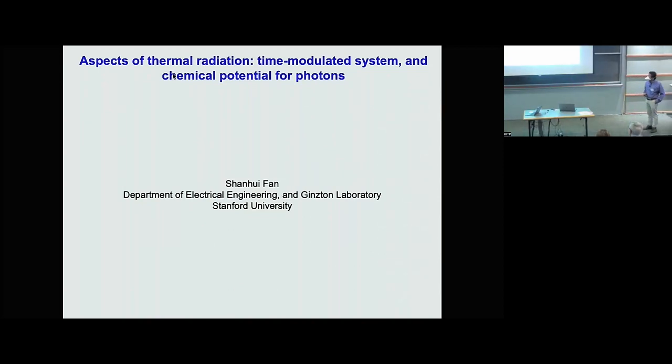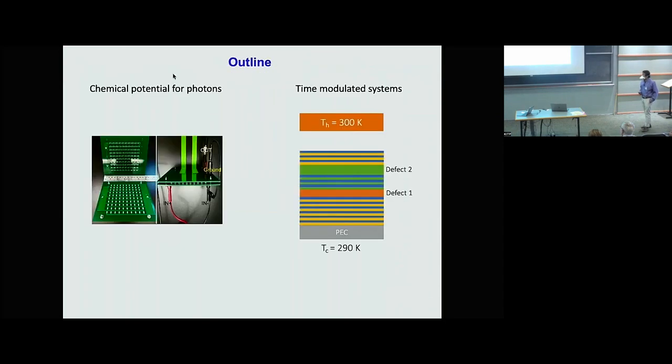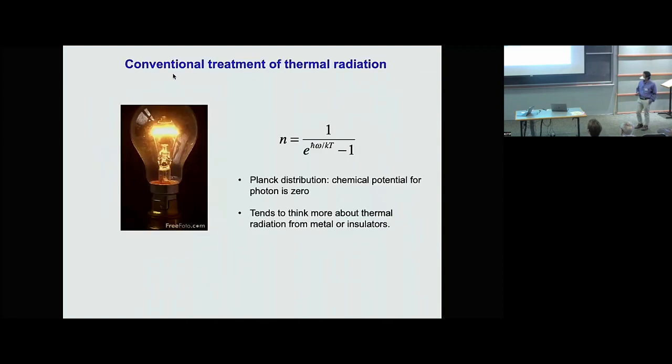Today I'd like to talk a bit about some of our work in thermal radiation. And in particular, I'll be talking about two aspects. The first part is about chemical potential for photon, and this part in fact builds upon a very nice tutorial that Professor Zhuoming Zhang gave during the workshop. And then I'm going to briefly talk about some of our work in thinking about thermal radiation related to time-modulated systems. So let me start with the first part.